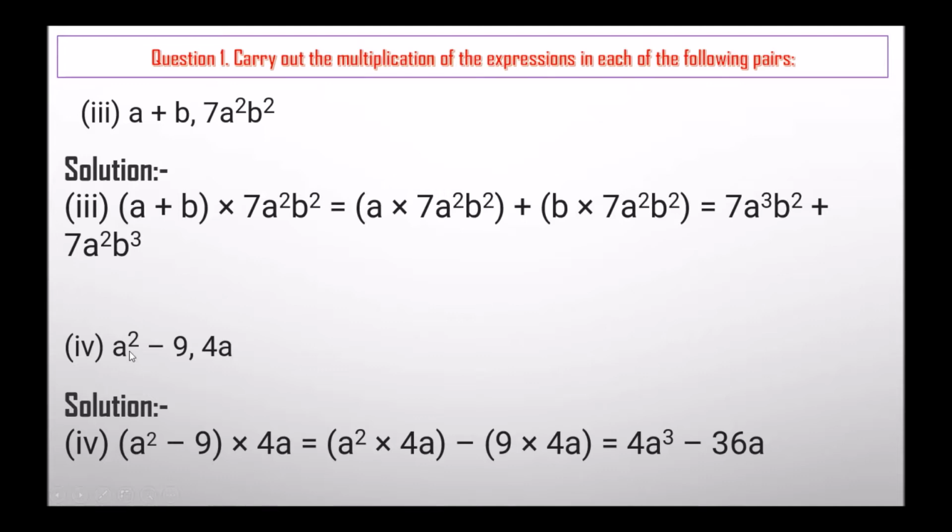Next, a square minus 9, 4a. So a square minus 9 into 4a. So a square into 4a minus 9 into 4a. So a square into 4a will become 4a cube minus 36a.